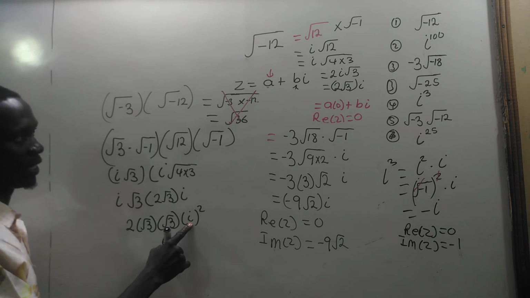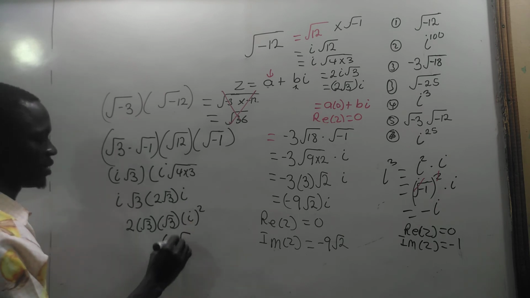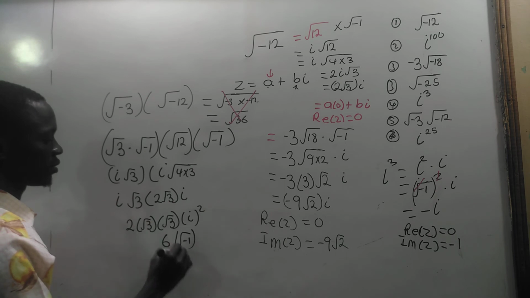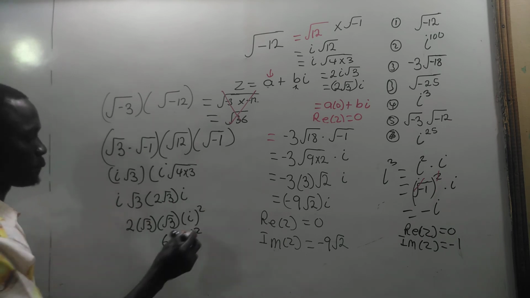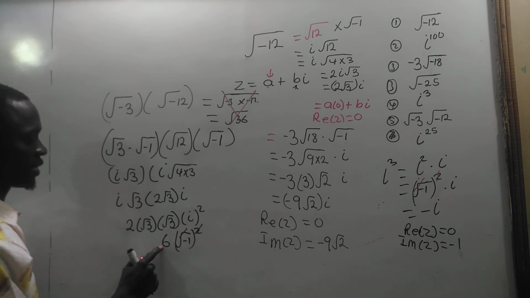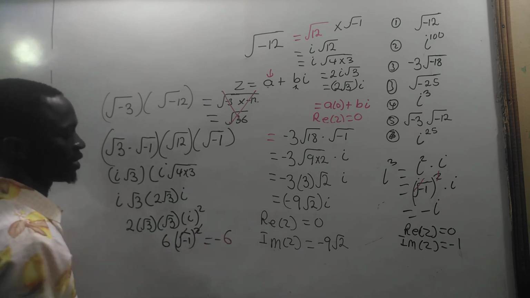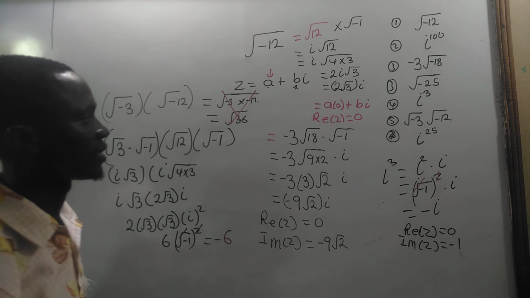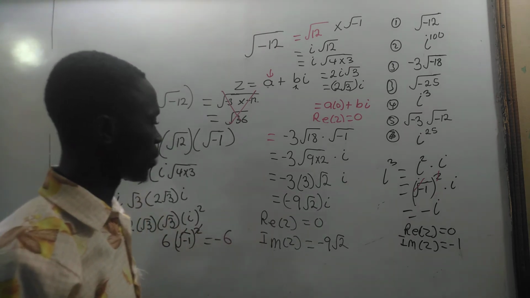And what is i squared? i is the same as root of negative 1. So if we square this one, the square will cancel the square root. 6 times negative 1 will give me negative 6. Very simple as that. Now let's look at the last one.